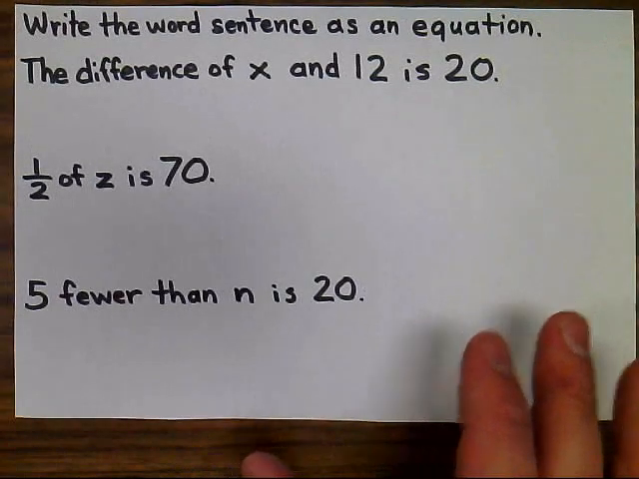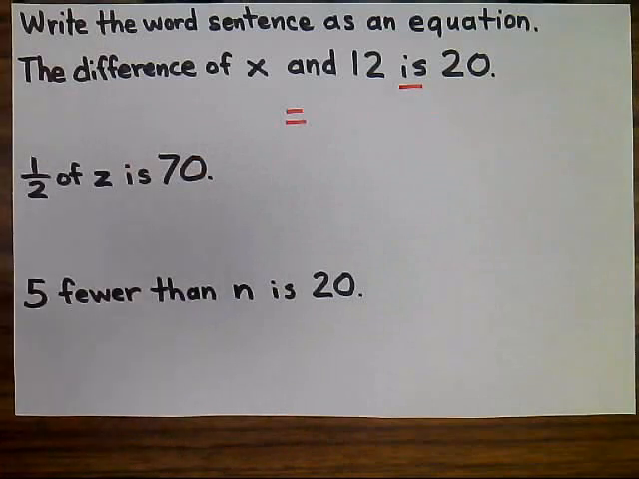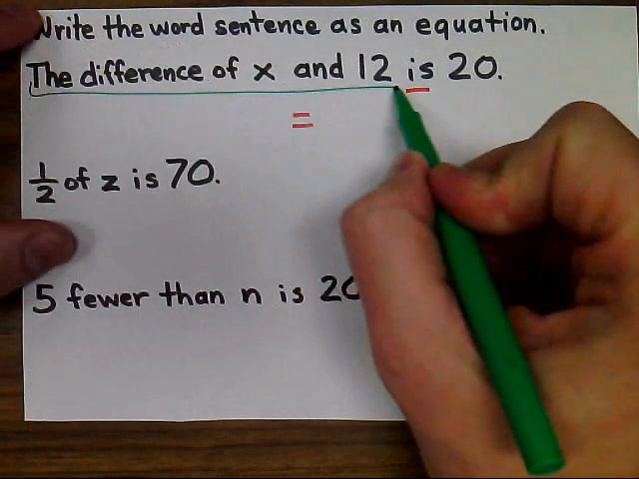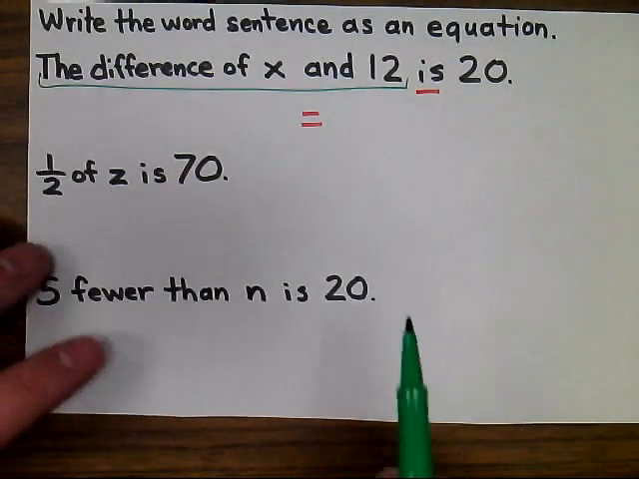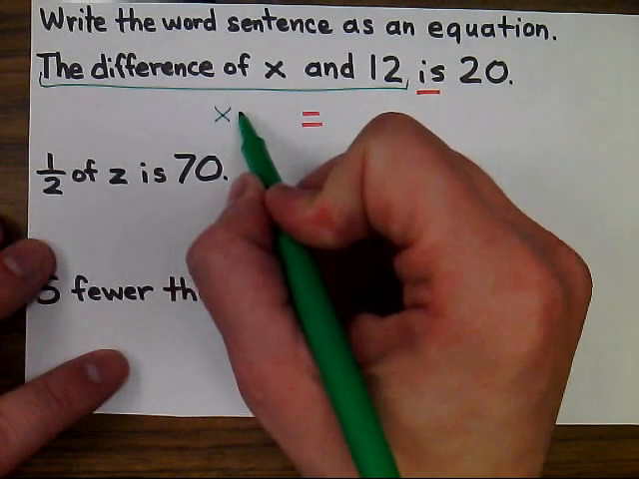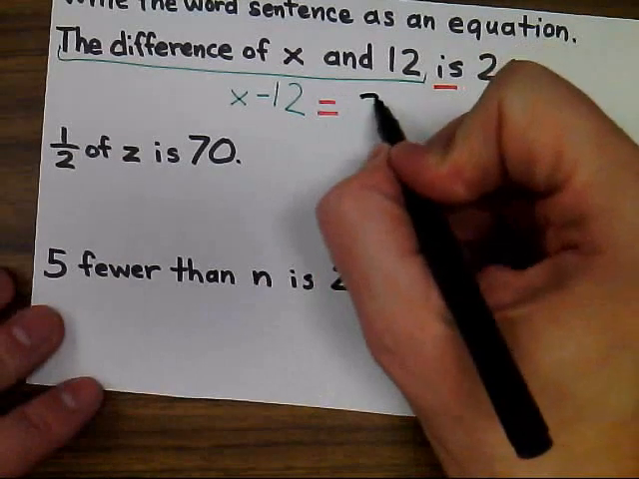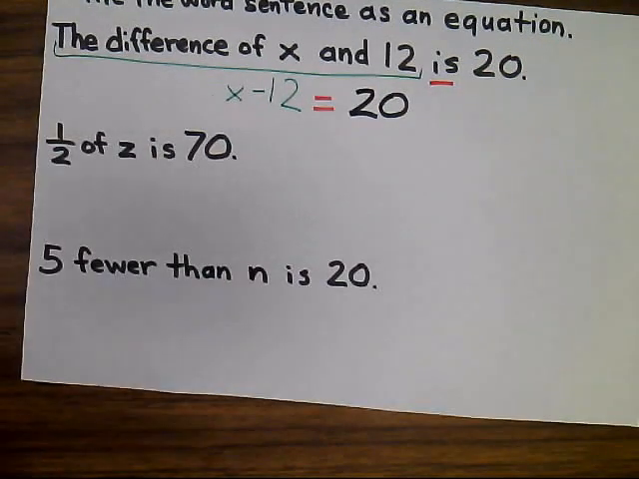I'm going to do one problem at a time. So I'm going to notice "is" means equals. I'm going to see the difference of x and 12 is my expression. So difference means subtract, so it's going to be x minus 12, and then obviously equals 20. I'm going to go back to this next example.